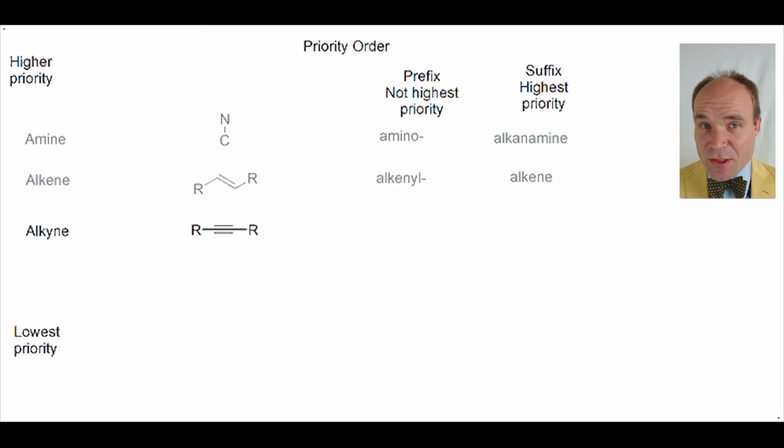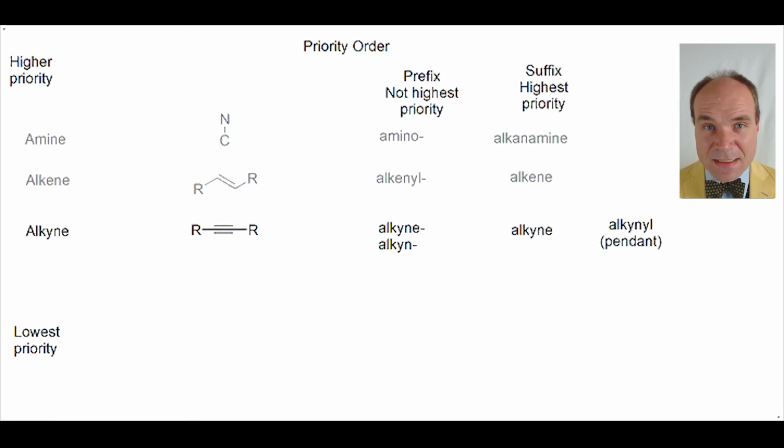Alkynes, if they are not the highest priority functional group in your molecule, are alkyne with the E dropped or not dropped, depending on different circumstances, and we will go into that. And again, if they are the highest priority functional group, they're going to be called alkyne as well, with the E present. If they're pendant, they're alkynyl.